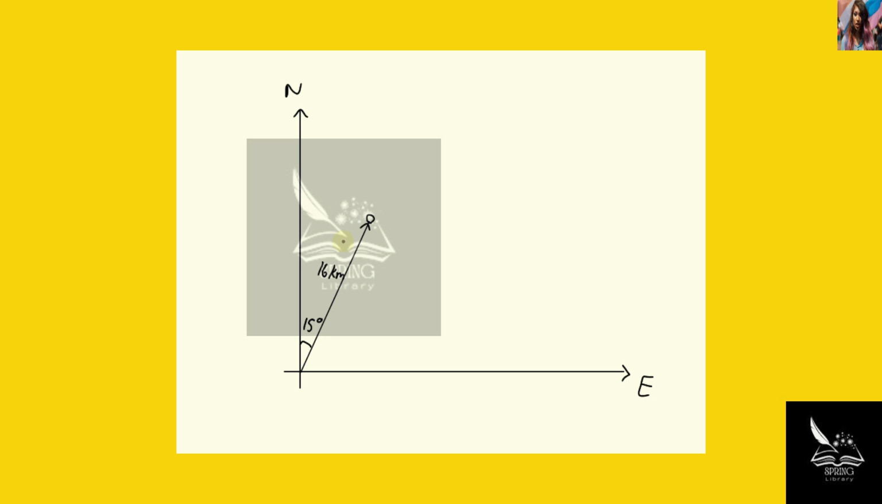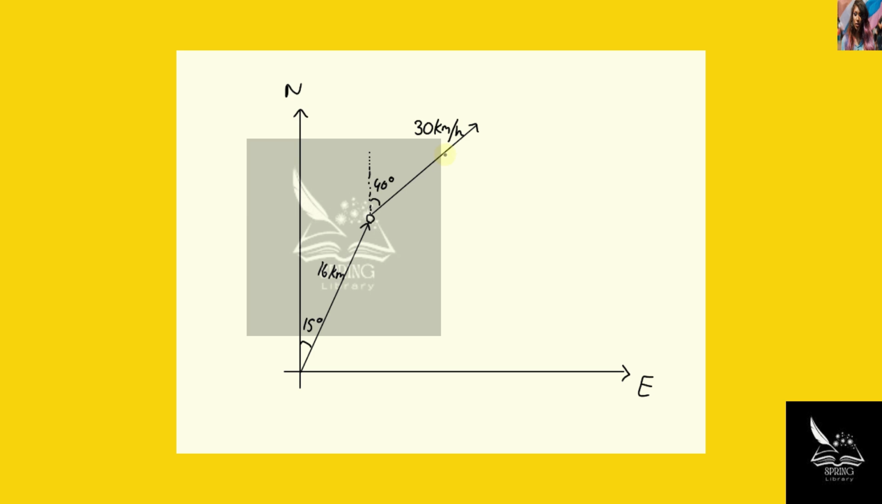Then further, the ship is traveling at 30 kilometers per hour on course at 40 degrees east of north. So it is traveling with a speed. If I want to show this angle, this angle out over here is 40 degrees, and this ship is moving with a speed of 30 kilometers per hour.